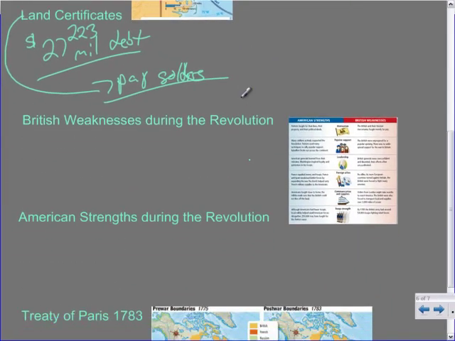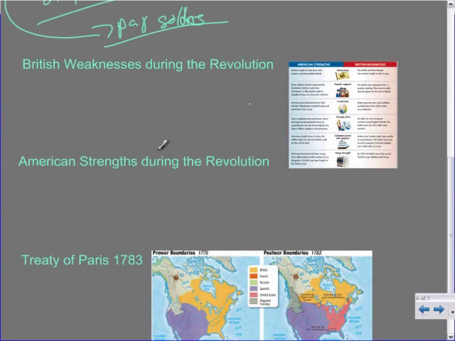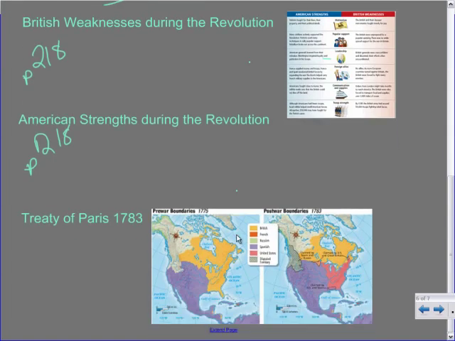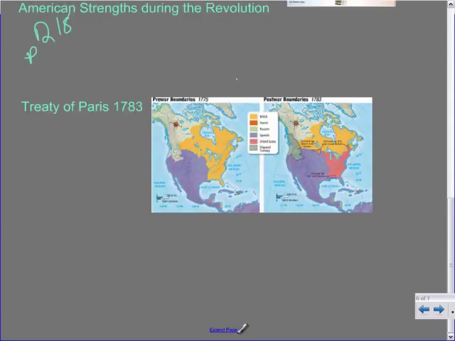When we look at why the British lost the war or why the Americans won, you really just need to look on page 218 and look at this chart right here. It's really going to outline what causes the Americans to have a whole bunch of strengths during the war and the British to have a whole bunch of weaknesses, obviously. But I would read through those and just know them.